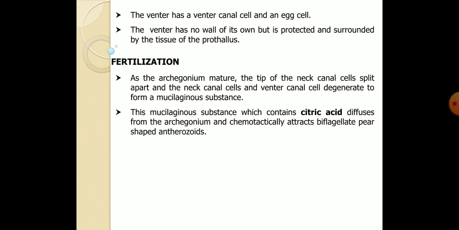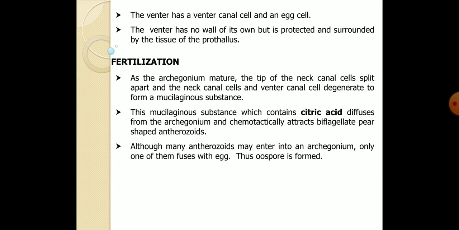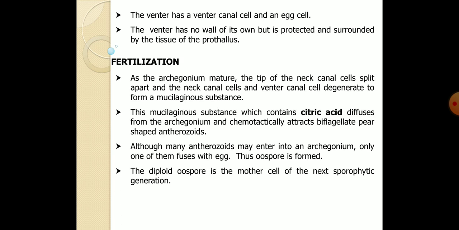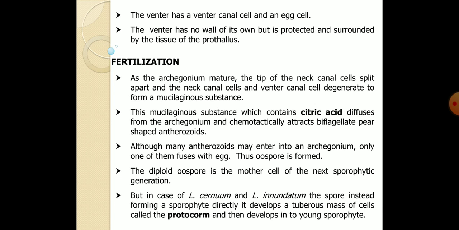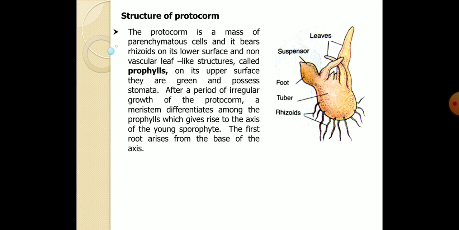Coming to the fertilization, when the archegonia mature, the tip of the neck splits apart, and the neck canal cells and ventral canal cells degenerate to form a mucilaginous substance. This mucilaginous substance consists of citric acid, and by a chemotactic mechanism, these biflagellated antherozoids move inside the archegonial chamber and fuse with the egg cell. The diploid zygote will be present, and usually it develops into a protocorm structure. So this is the protocorm structure.